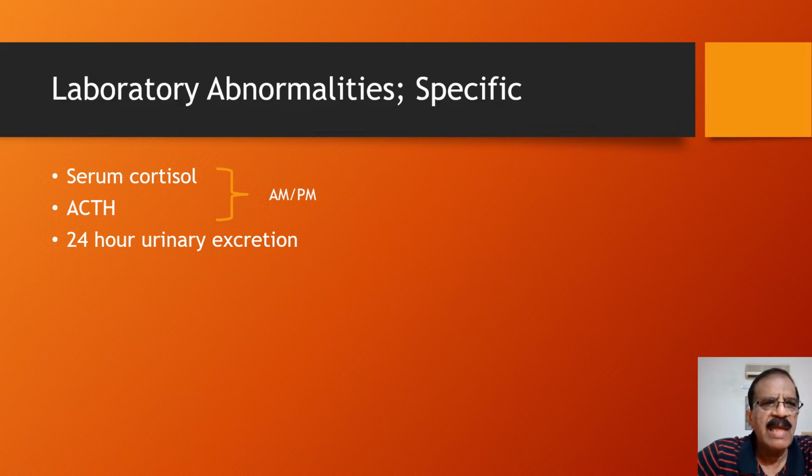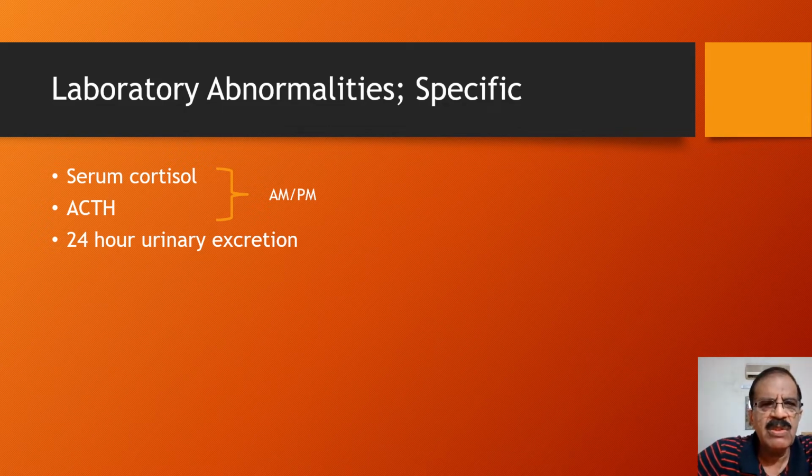Serum cortisol and ACTH, and I discussed this in my earlier lecture on hypoadrenalism, it is best to order serum cortisol and ACTH together, because that will give you the best diagnosis. And they should be done either in the morning before breakfast, about 8:30, or in the evening. Best is morning in the fasting state. But it can be done in the evening also. Time must be specified. It's not that you can do it anytime.